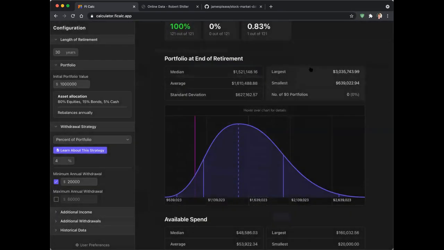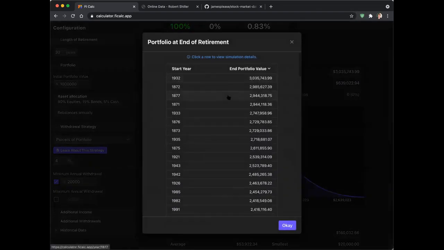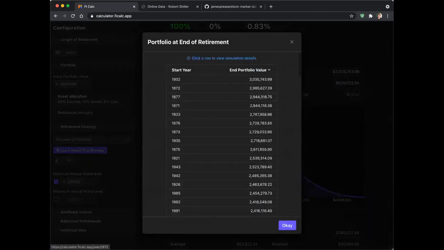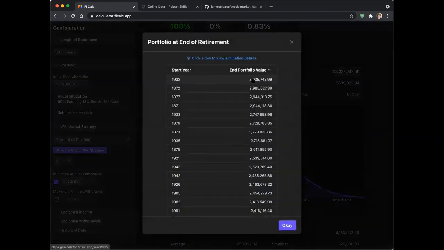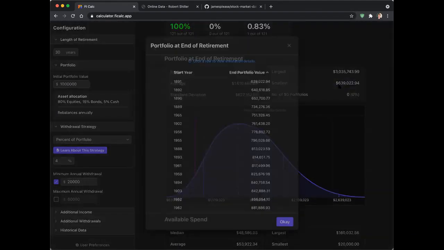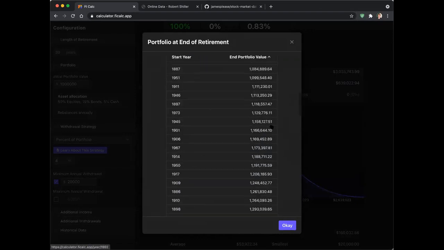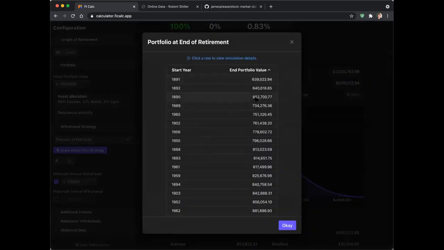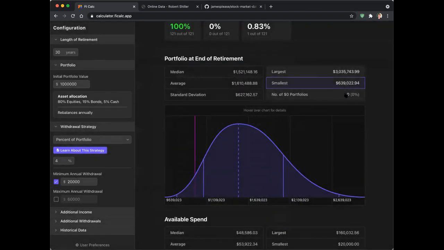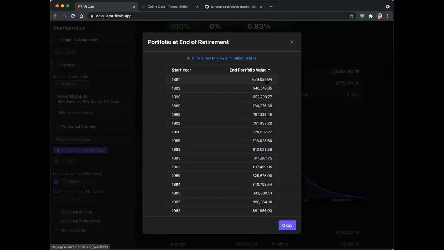If you click these three blocks over here, you can actually see a sorted list of all of the portfolio values. If you click largest, then they'll be sorted biggest to smallest. If you click smallest, they'll be sorted smallest to largest. And then if you click $0 portfolios, it's going to show you... we got a bug here. Well, I'll have to fix that bug. It's not showing the $0 ones, but it should be showing the $0 ones.